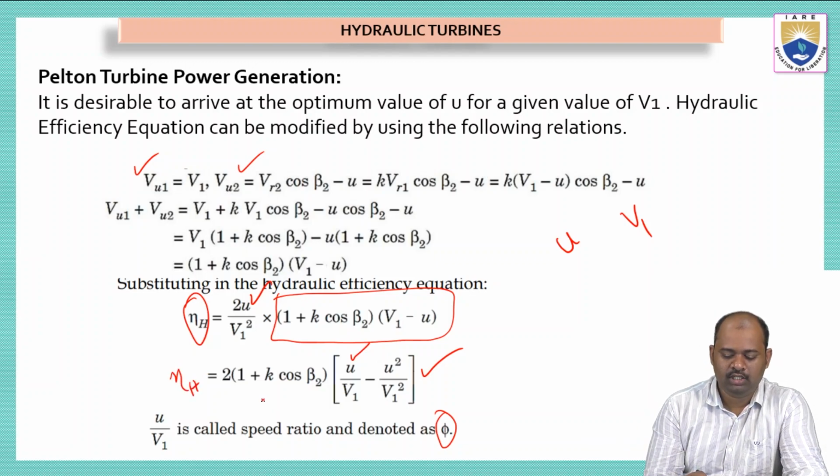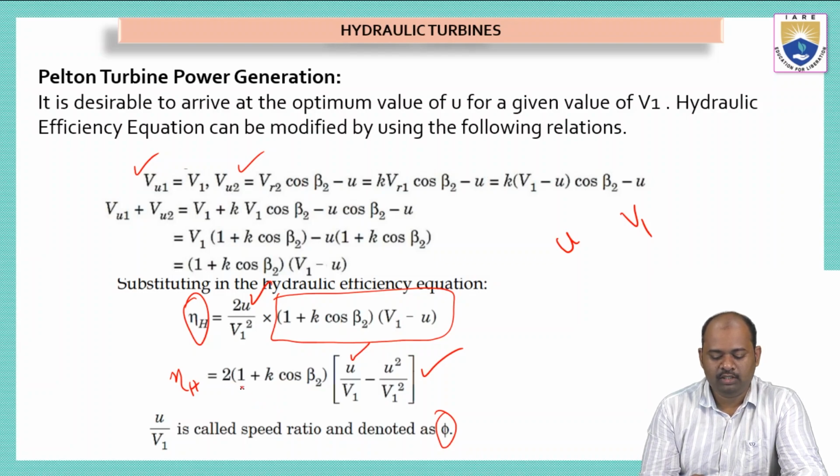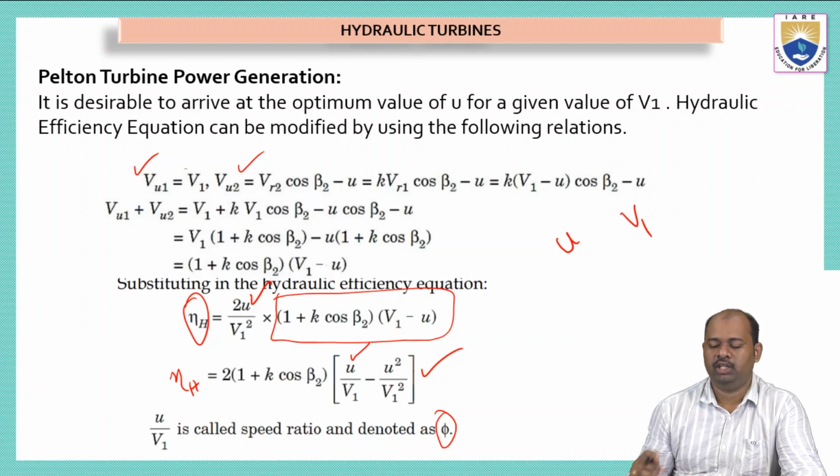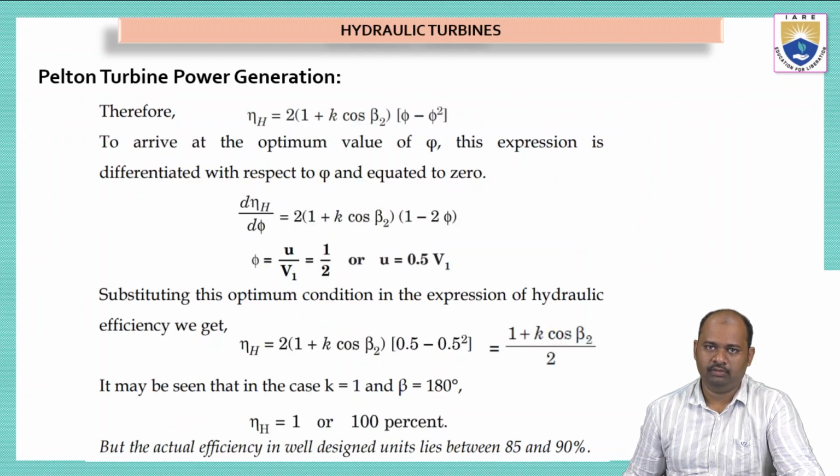So the hydraulic efficiency is nothing but 2 times 1 plus k. K stands for the constant of friction, cos beta 2, and beta 2 is the angle of the bucket, the angle at which the bucket is inclined. Then we have u, the velocity of the bucket, and v1, the velocity of the jet coming out of the nozzle. So this is the simplified formula for hydraulic efficiency of a Pelton wheel turbine.